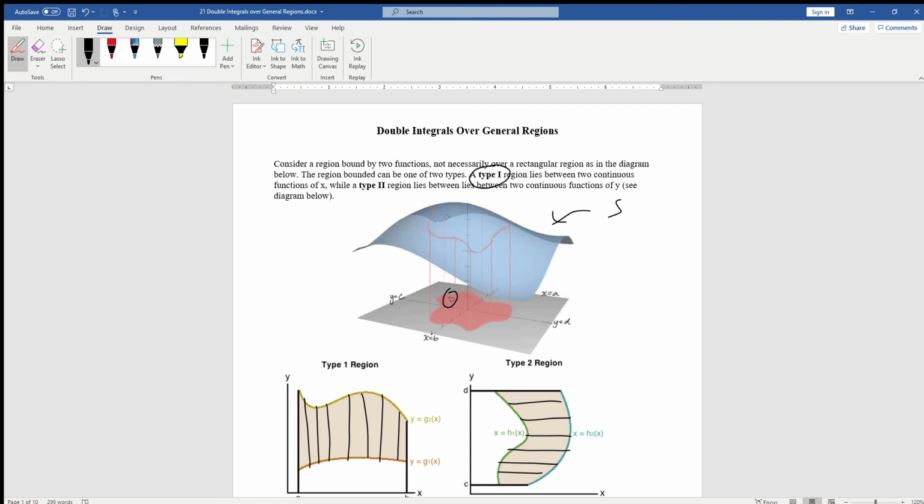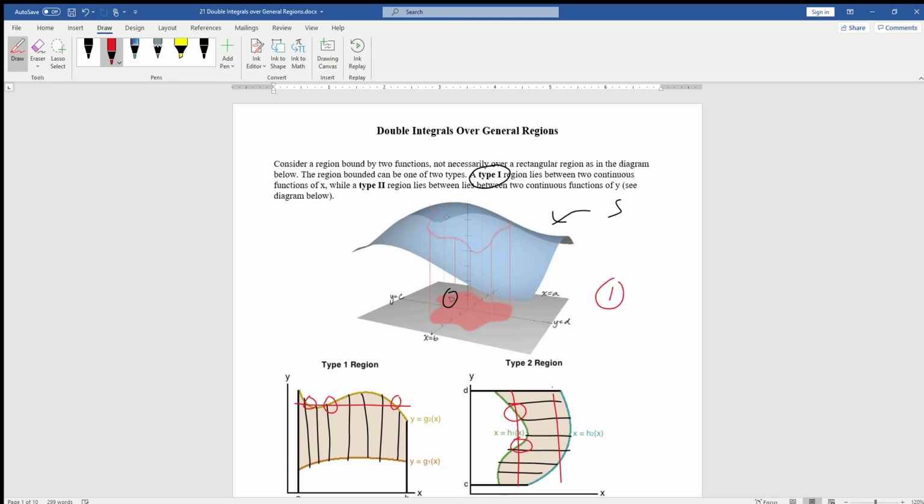I want you to notice that in the two diagrams, the first one is not a type 2 region because if I were to draw a vertical line, it would intersect in multiple places. The same thing with the type 2 region: this is not a type 1 region because if I were to draw a vertical line, the function would intersect itself. So our goal when we're doing this is to first graph the region that's being given.